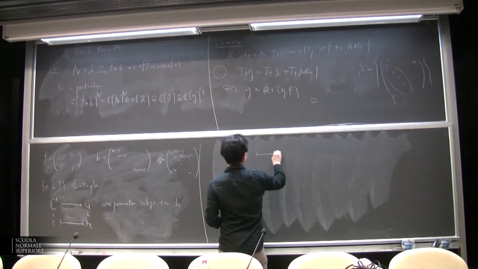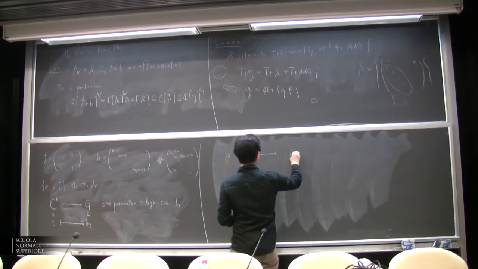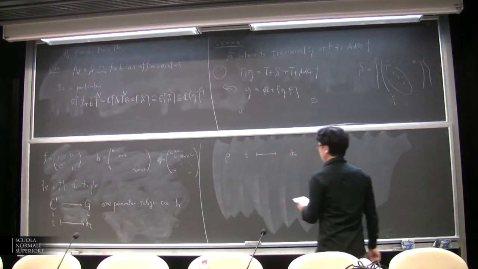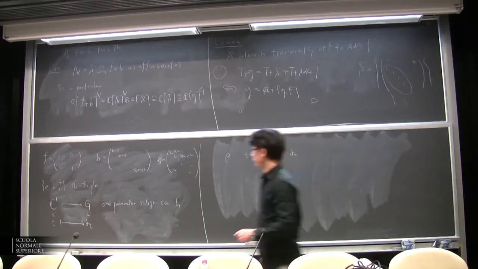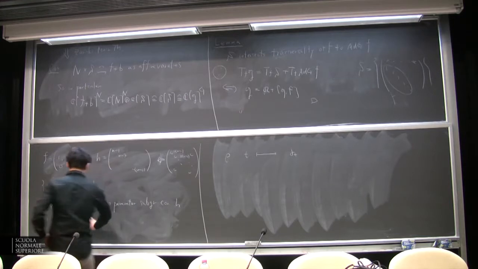So this action. What is the letter that you are using? Sorry? T goes to? I'm just writing the image as gamma T.